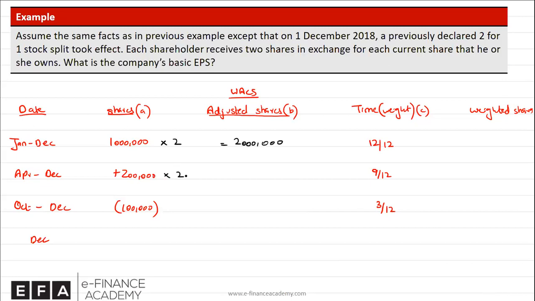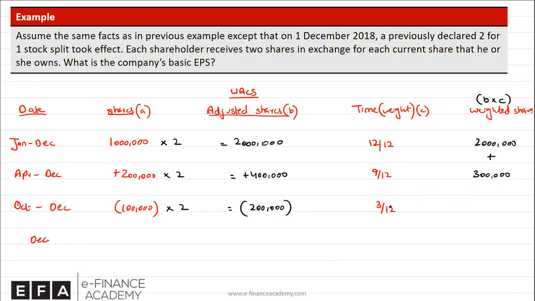Again, 200,000 would double, and this will become plus 400,000 shares. Again, the repurchased shares would double, and the impact would be equivalent to 200,000 shares after accounting for the repurchases. And here's what we will do now. We will say weighted shares are calculated as B times C, as opposed to A times C, what we did earlier. So you'll say 2 million by 12 by 12. You multiply this, 2 million times 12 by 12, that's 2 million shares. Plus 400,000 times 9 by 12 is 300,000 shares.